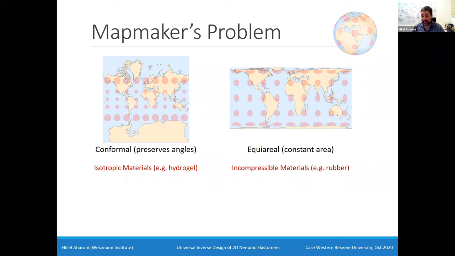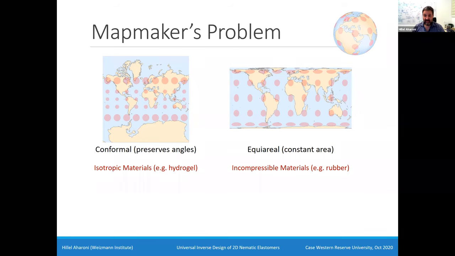So for example, many map makers chose to make conformal maps that preserve angles, or basically preserve the proportions of small countries, even if the scale is wrong. And such conformal maps would map small circles on the surface of the sphere to circles on the map. Now, the size of the circle might be different from place to place. However, they will still all be circles.